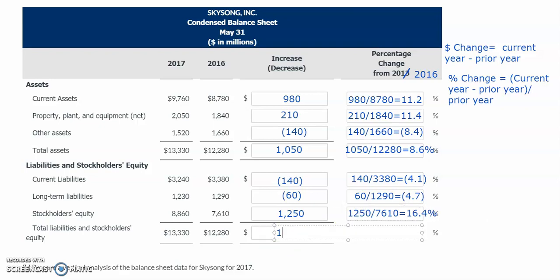And of course, we want to look at our totals. So the same thing here where we just take our 2017 number minus the 2016 number, and you'll notice that our total assets equals our total liabilities plus equity because our balance sheet has to balance.